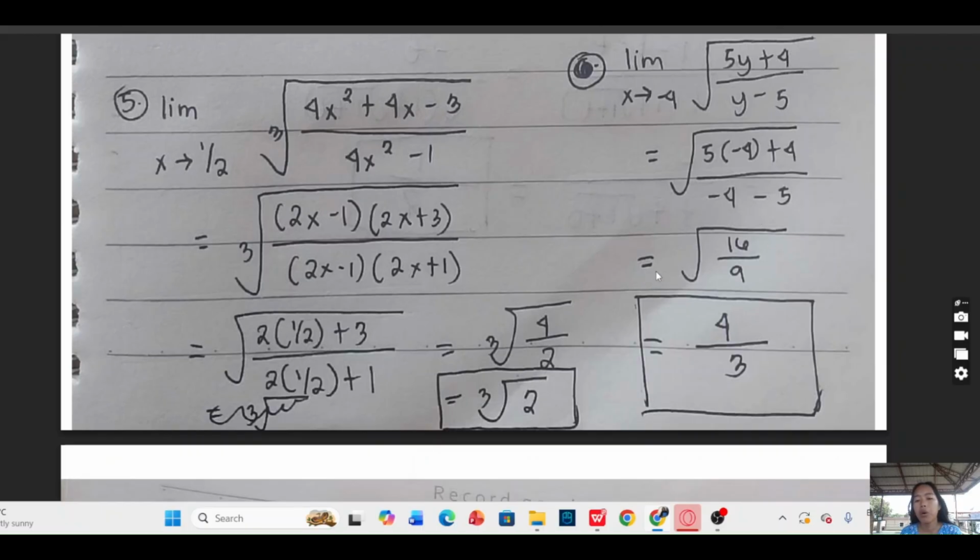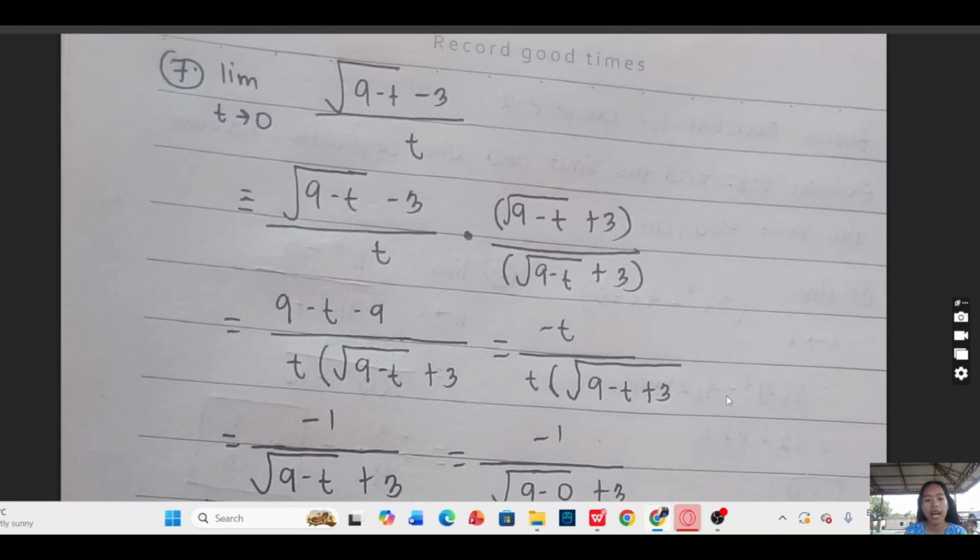So if we solve this, we will obtain the square root of 16 over 9. And as we all know, 16 is a perfect square and 9 is also a perfect square. So we cancel out that square root sign, and then the answer would be positive 4 over 3.